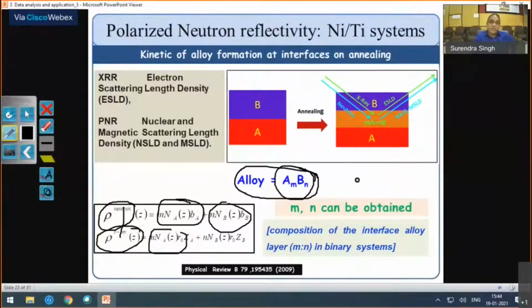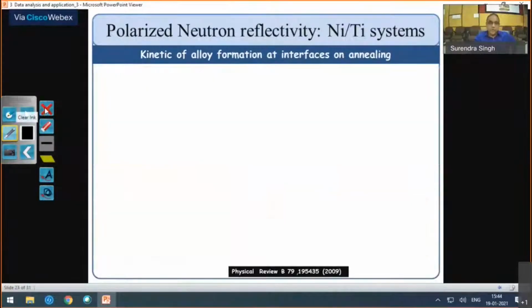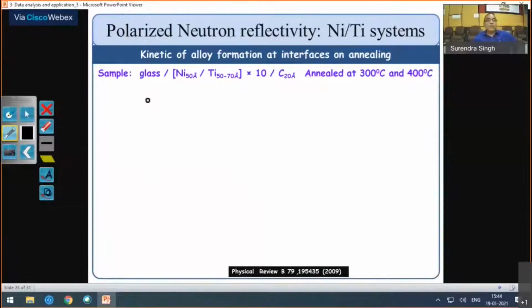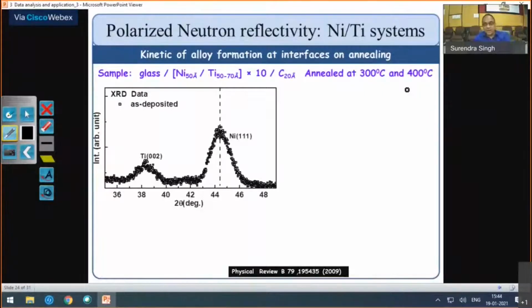We have done this for a number of systems. Here I'm just showing one system, nickel titanium. We have a multilayer of nickel titanium grown on a glass substrate, and then we anneal it at 300 degrees Celsius and 400 degrees Celsius and see how the depth dependent structure and magnetization change on annealing. This was the XRD data for the as-deposited nickel titanium multilayer. We got a nickel peak as well as a titanium peak; both are crystalline. When we anneal at 300 degrees Celsius, the titanium peak has gone, so there is amorphization of titanium, but the nickel peak is also shifted a little bit.